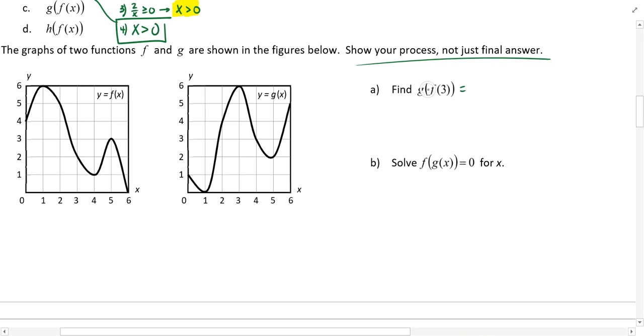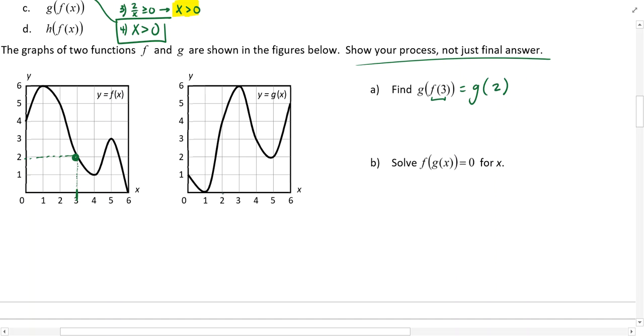I know that g of f of 3 requires us to evaluate f of 3, so I'm going to go to the f function and the value 3 on the x-axis. So as I look up from 3, I see that the result is 2. I know that g composed with f at 3 would be the same as g of 2, therefore.